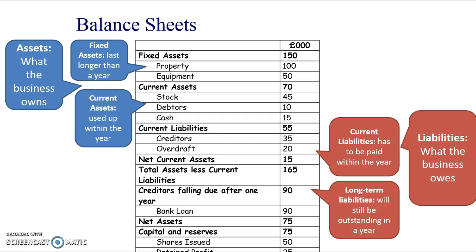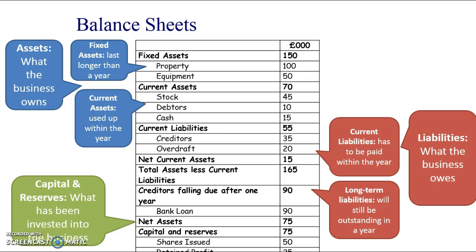And then we have, rather than calling them fixed liabilities, we call them long-term liabilities, or actually in modern accounting language, we call them creditors falling due after 1 year. But that's a bit of a mouthful, really, so I stick to the term long-term liabilities. And these will still be outstanding in a year. Now, you may have reduced that amount a little bit, but you're still going to be owing it after a year.